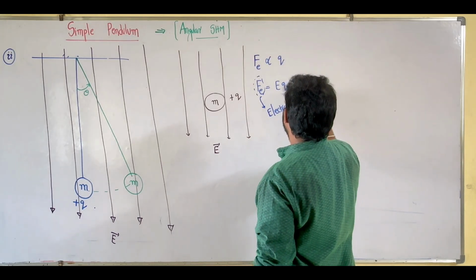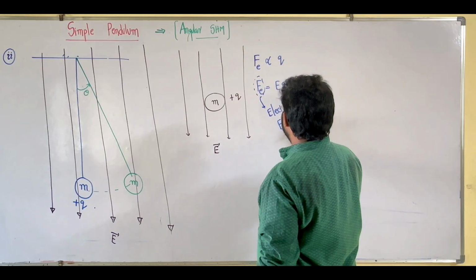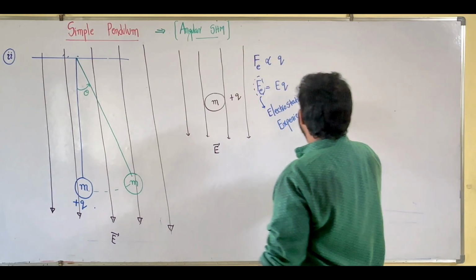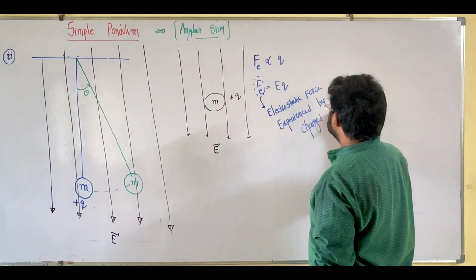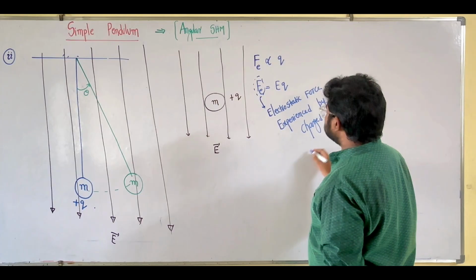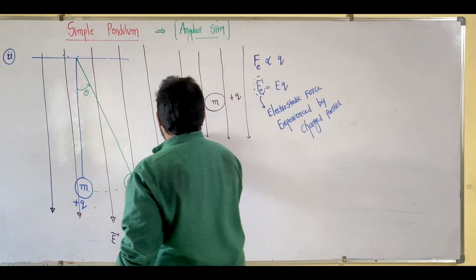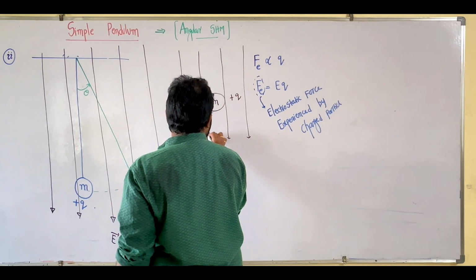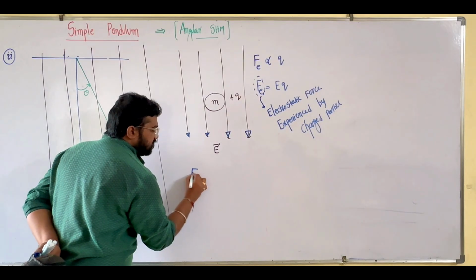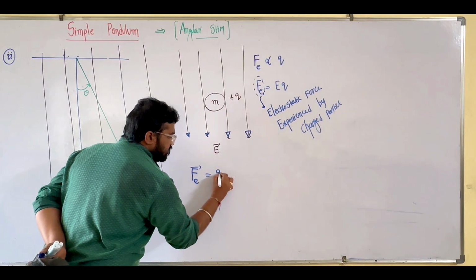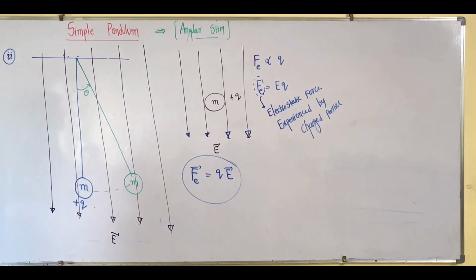Electrostatic force experienced by a charged particle when it is placed in a uniform electric field acts in the direction of the electric field. If it is a positively charged particle, F_E = QE. It is acting in the direction of the electric field.